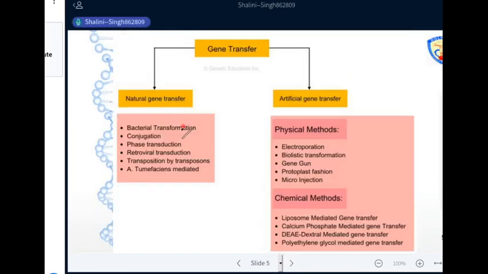In case of natural gene transfer methods, it may be transformation, conjugation, transduction, or transposition, or agrobacterium mediated transformation. Whereas in case of physical method, it can be done either by electroporation or gene gun or ballistic transformation, protoplast fusion, or microinjection. Whereas in chemical methods, the direct gene transfer can be achieved by liposome mediated gene transfer, by calcium phosphate mediated gene transfer, by DEAE mediated gene transfer methods, or by polyethylene glycol mediated gene transfer.